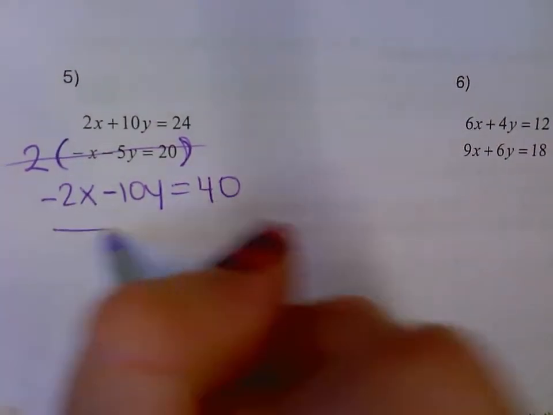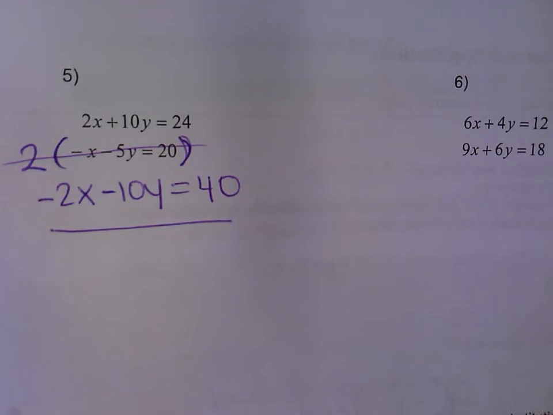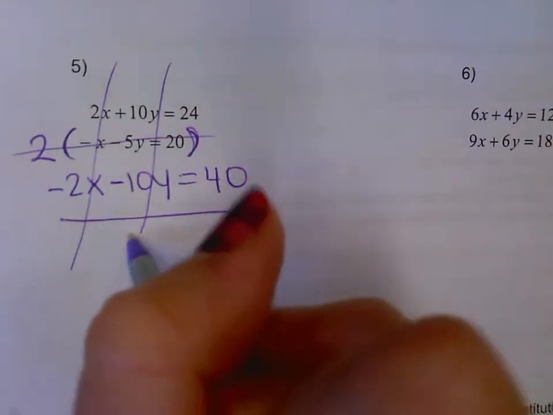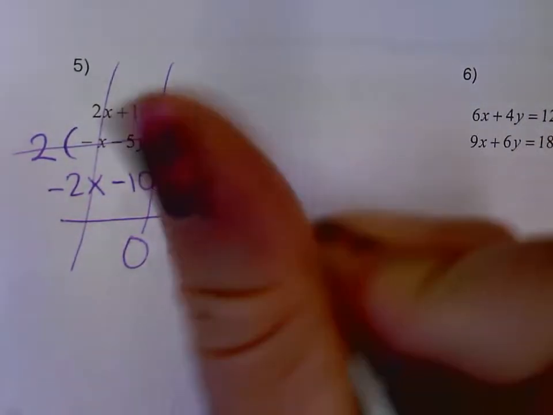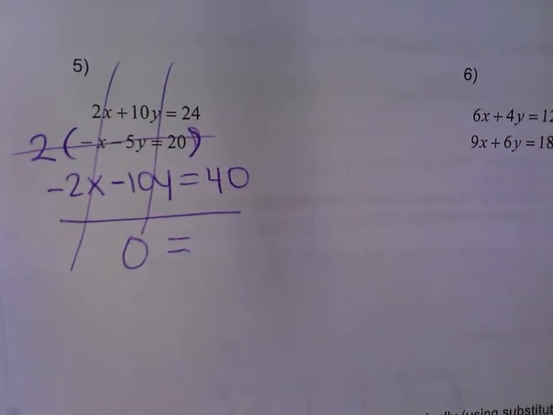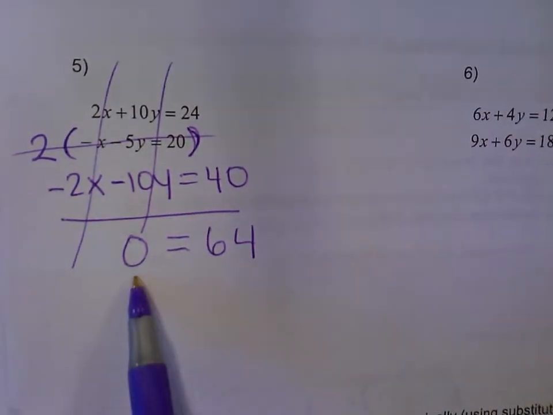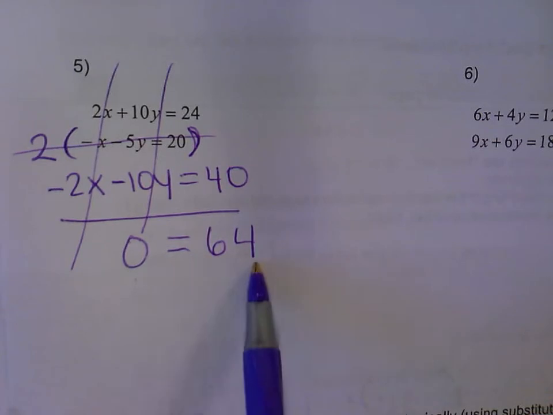But something funny happens when I add them together. What happens? Both of my variables cancel out, gone, gone. So I get 0 on the left, but the right-hand side gives me, what, 64. So all my variables are gone. Does 0 equal 64? No.